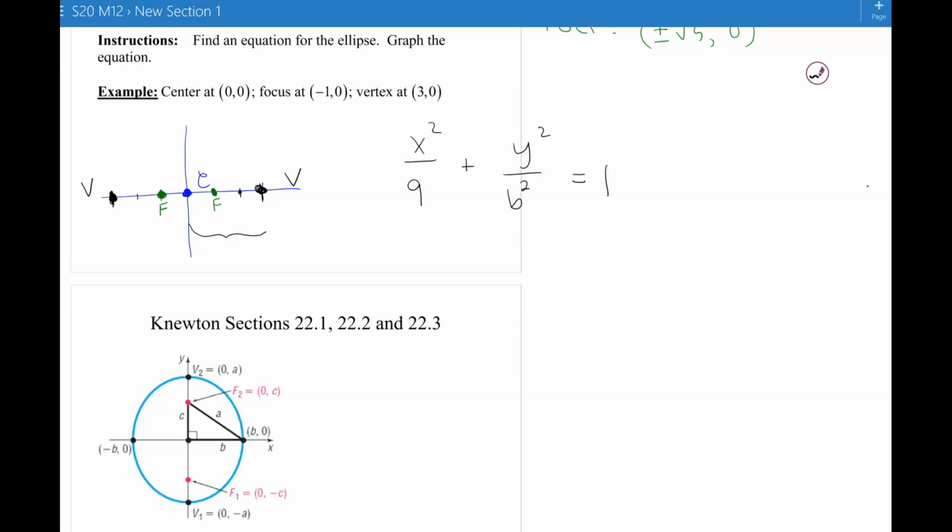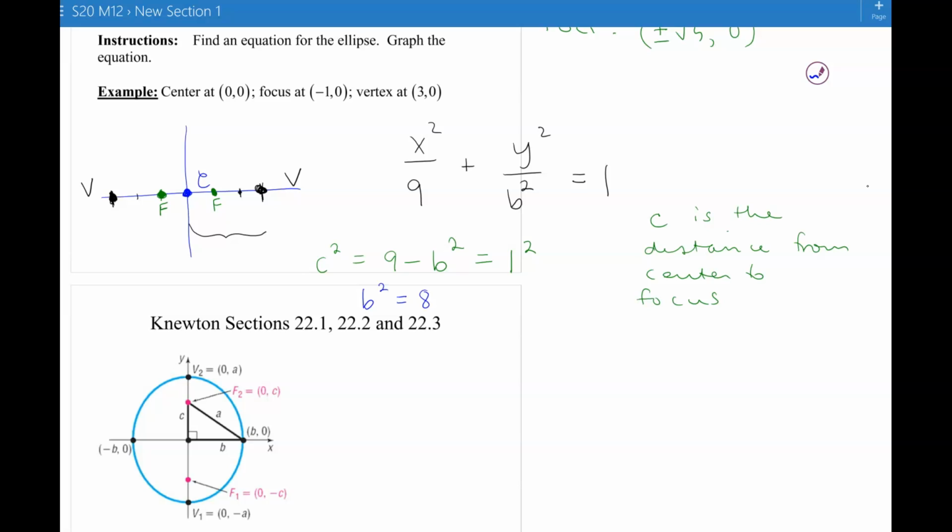Then I don't know what goes under the y squared. So let's see if we can figure it out from what we know. We know c squared is going to be the difference in the denominators. Well, we also know that c is the distance from center to focus. So that's a distance of 1, and 1 squared is 1. So we can see that b squared is going to have to be 8.